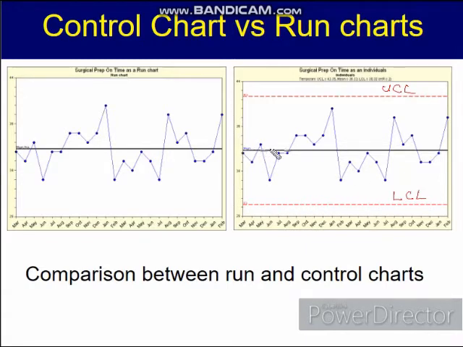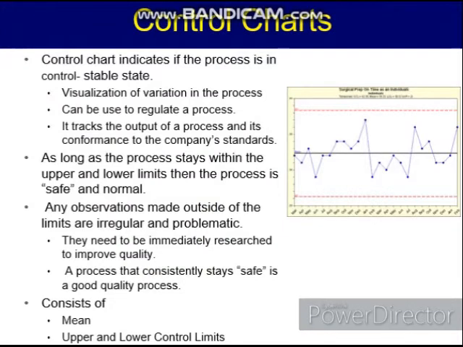And the line in the center is the mean, the average of all data points. So with this, you basically have a complete control chart. So these are the comparisons between run charts and control charts. Let's look into a bit more detail on the control charts.